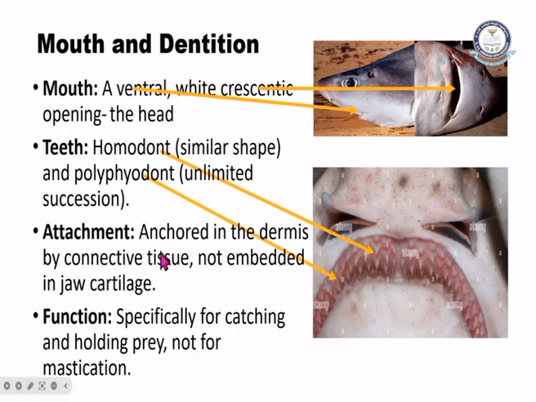So, as they are not deep into the jaw, they are just fixed on the dermis. They are fixed with the connective tissue and not embedded in the jaw cartilage. The function of the teeth is they just help in catching and holding the prey, but they cannot masticate. That means they cannot chew the food because they are weak.